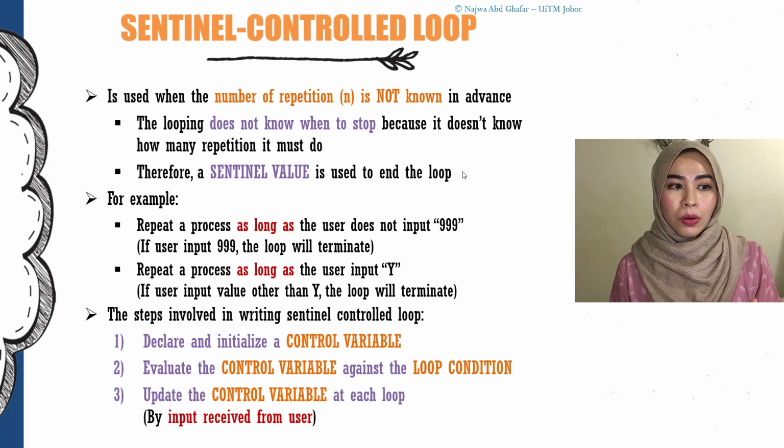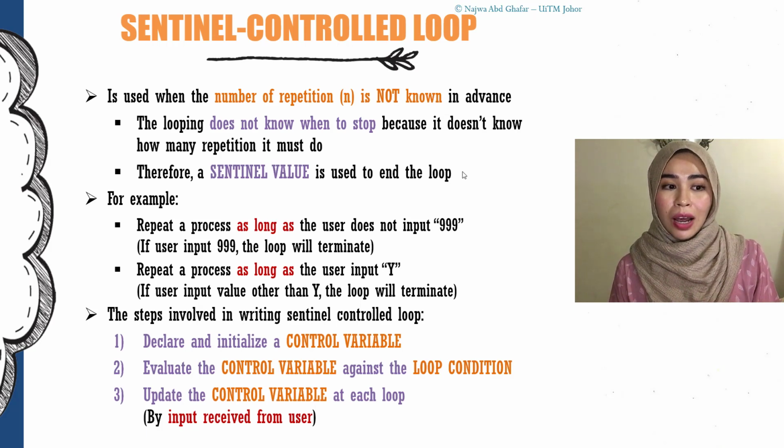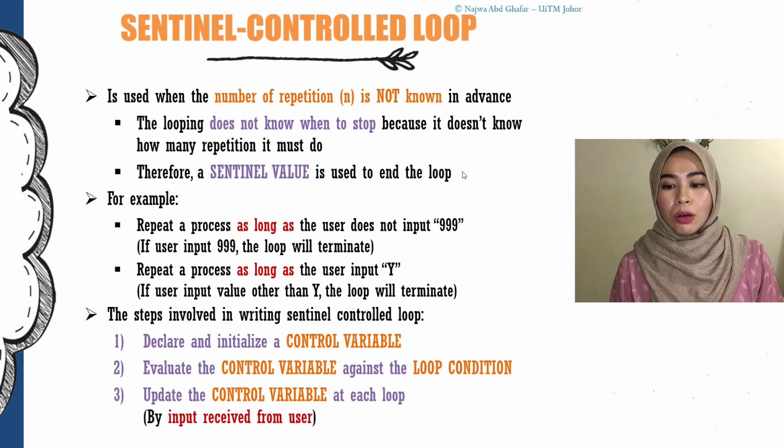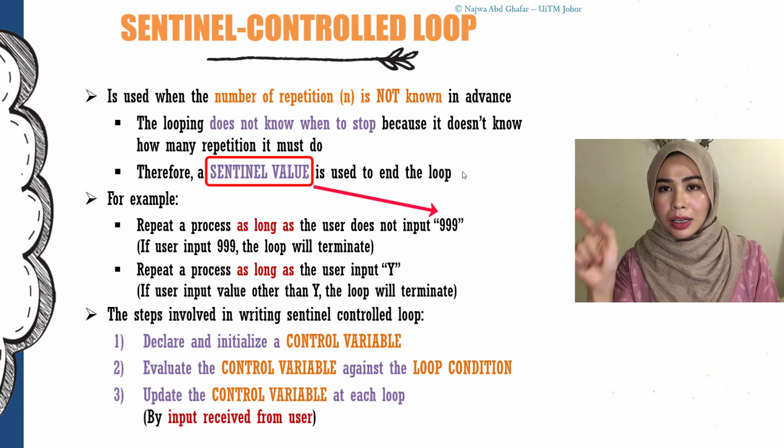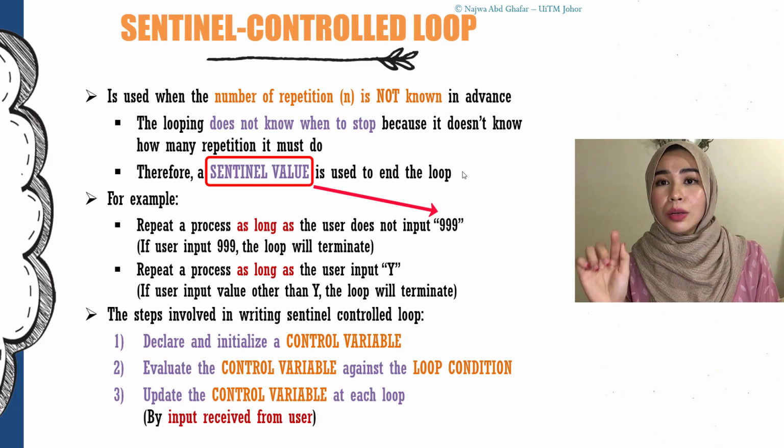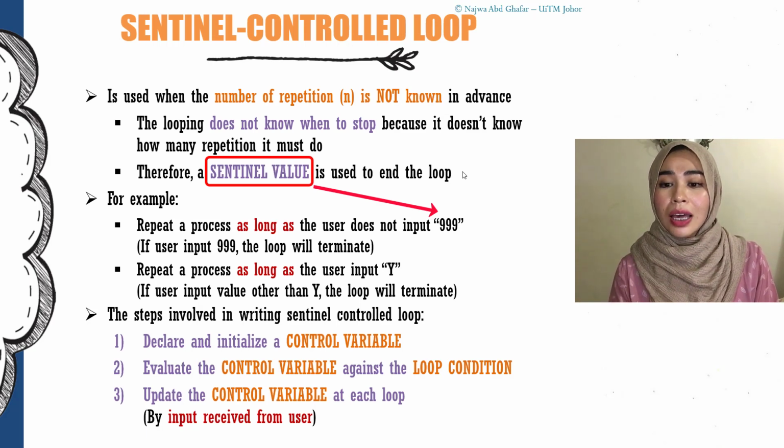So for example, let's say the program asks the user to input a number. If the user wants to stop, the user can put in 999. So if the user enters 3, then the program will still continue. If the user enters 55, then the program still continues. But if the user enters 999, that is when the program will stop the loop.